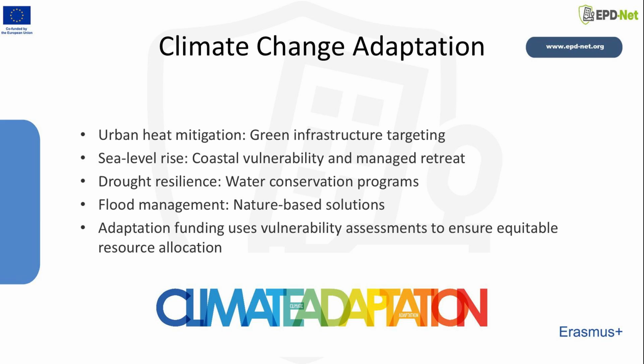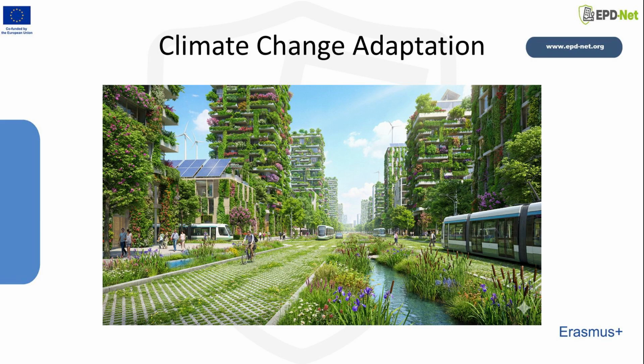Sea level rise vulnerability mapping informs coastal management decisions regarding infrastructure protection investments, managed retreat strategies, and equitable relocation planning for vulnerable coastal communities. Drought resilience planning increasingly relies on spatial vulnerability assessments to guide water conservation policies, alternative supply development prioritizing vulnerable areas, and support programs for populations with limited adaptive capacity.